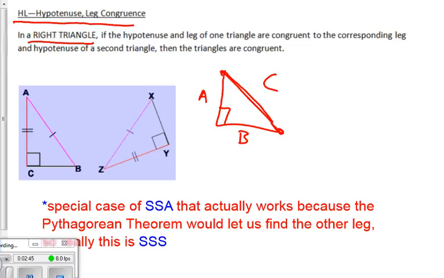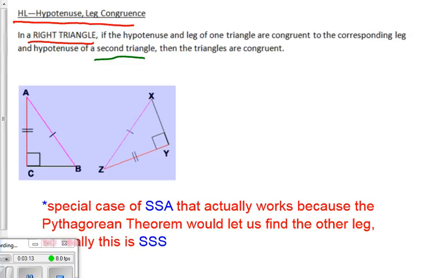So hypotenuse, the C value, and a leg of one triangle, so it doesn't matter, it can be A or B. But if we know the hypotenuse and the leg are congruent to the corresponding leg and hypotenuse of a second triangle, now this second triangle also has to be a right triangle because it has to have a hypotenuse. If we know that the hypotenuse and the leg are congruent, then we can say that they're congruent triangles.